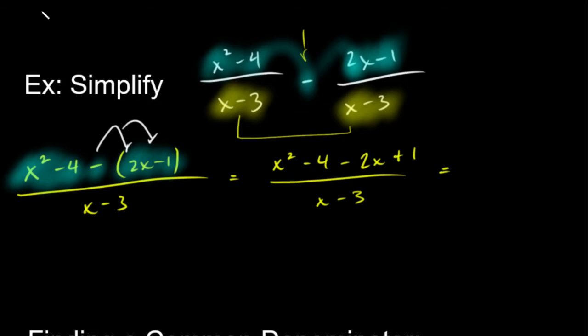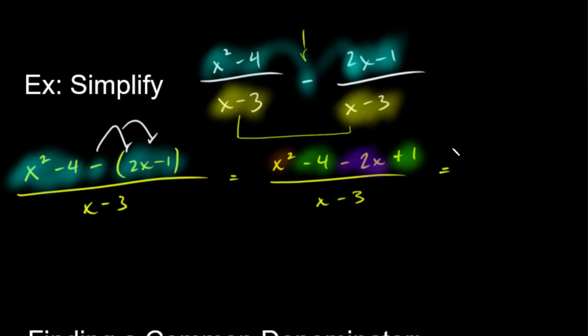Like terms, as just a refresher, are variables with the same exponents. So this is x squareds, so those are only like terms with other x squareds. Here's our x's, so they're only like terms with other x's, and then this is without x's, so these are like terms with everything that's not an x.